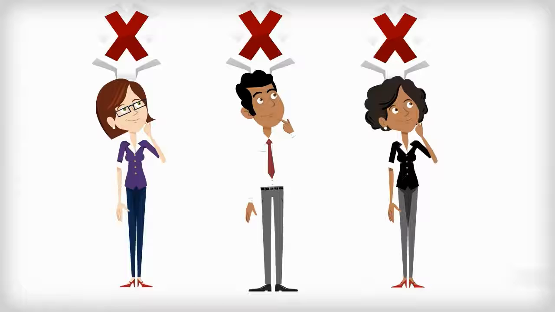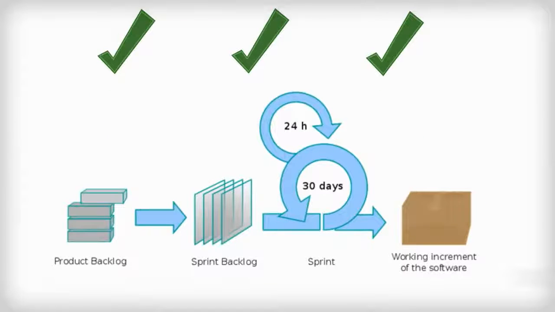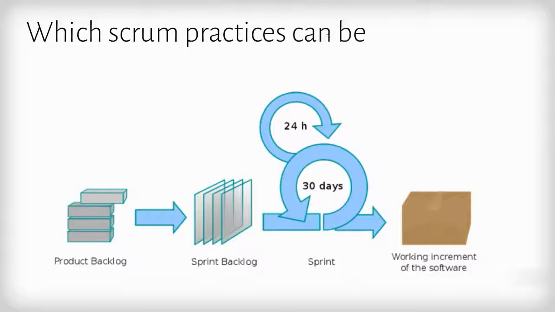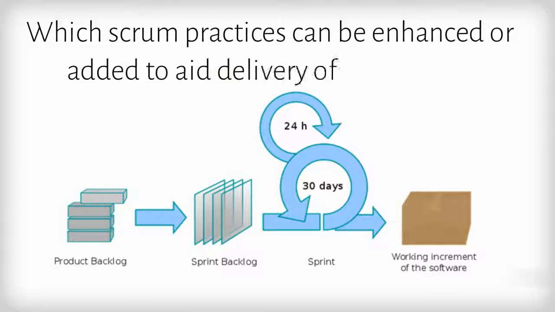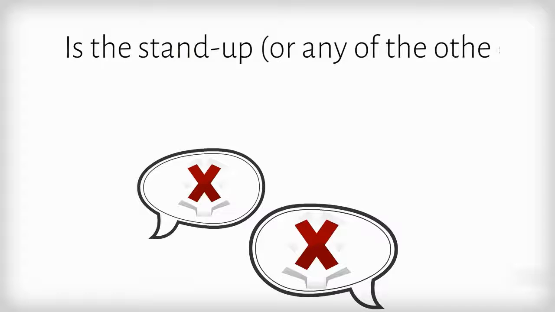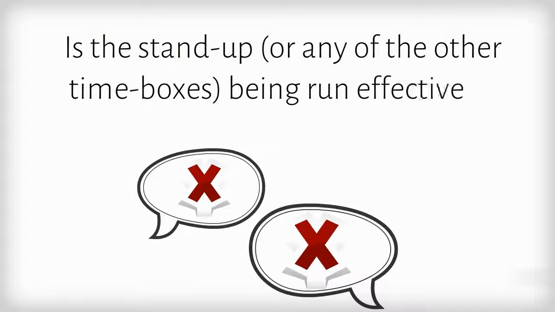It is very important to establish where these problems are so they can be solved within the remit of Scrum. The common way to set about solving this is to ask, which Scrum practices can be enhanced or added to aid delivery of the project? For example, if the problem is communication, ask, is the stand-up or any other time boxes being run effectively?